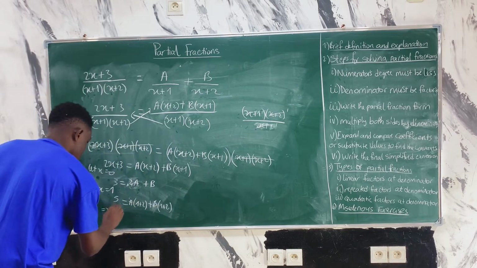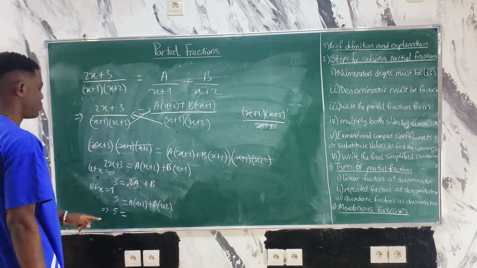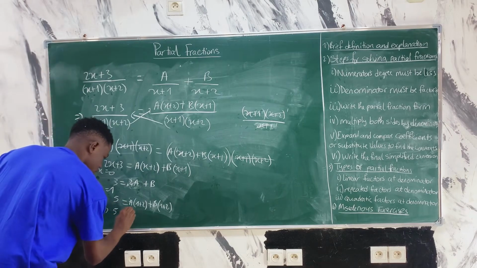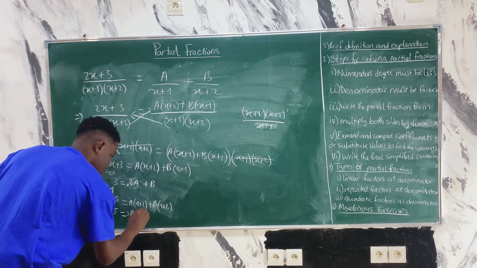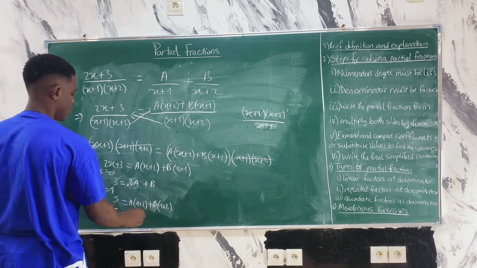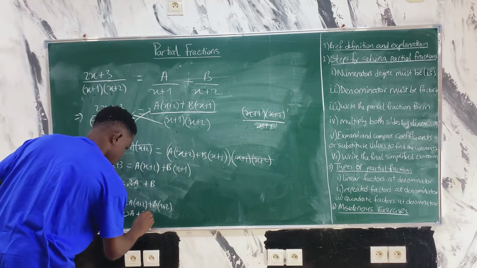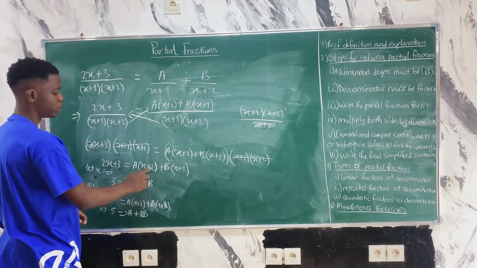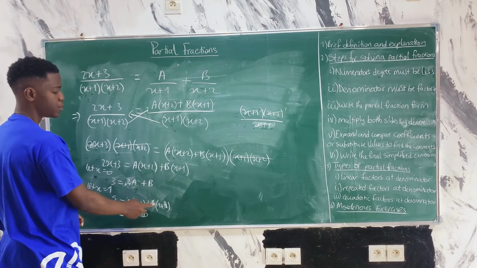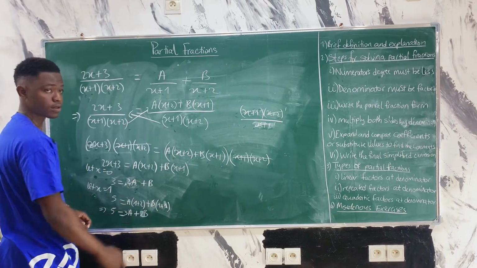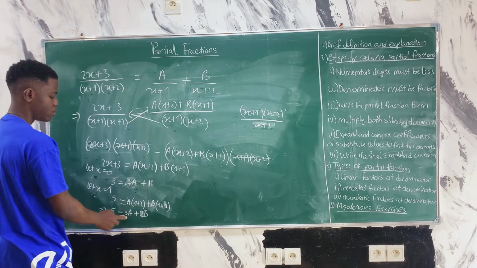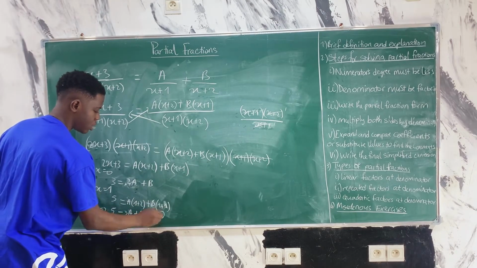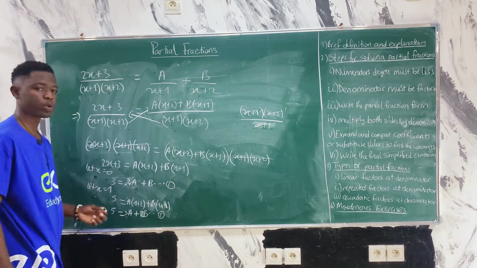So this will imply 5 is equal to 2 plus 1 is 3, so I have 3a, plus 2 plus 1 is 3, I have 3b. So here when we let x be equal to 1, we have 5 is equal to a into 1 plus 2, plus b into 1 plus 1. So we have 1 plus 2 is 3, which is 3a. 1 plus 1 is 2, which gives 2b. So these are our two equations.